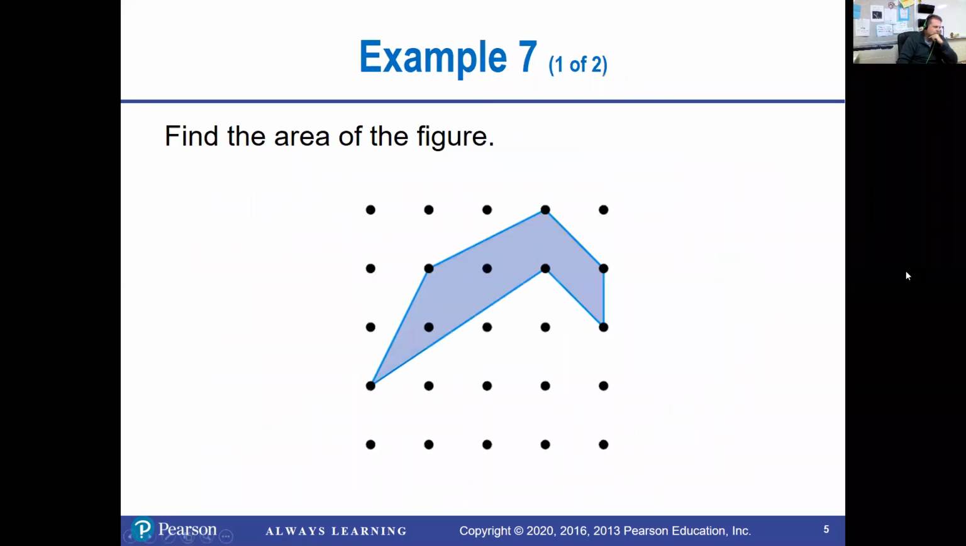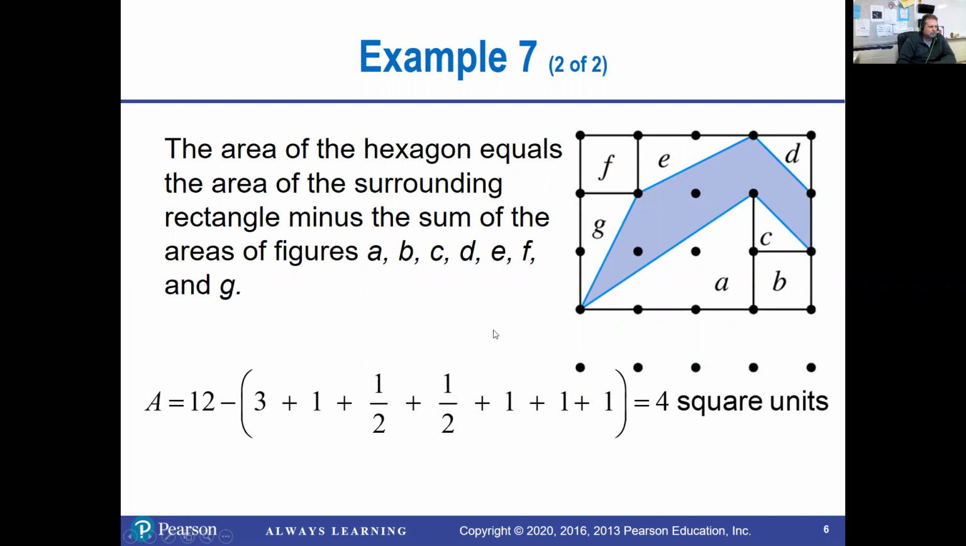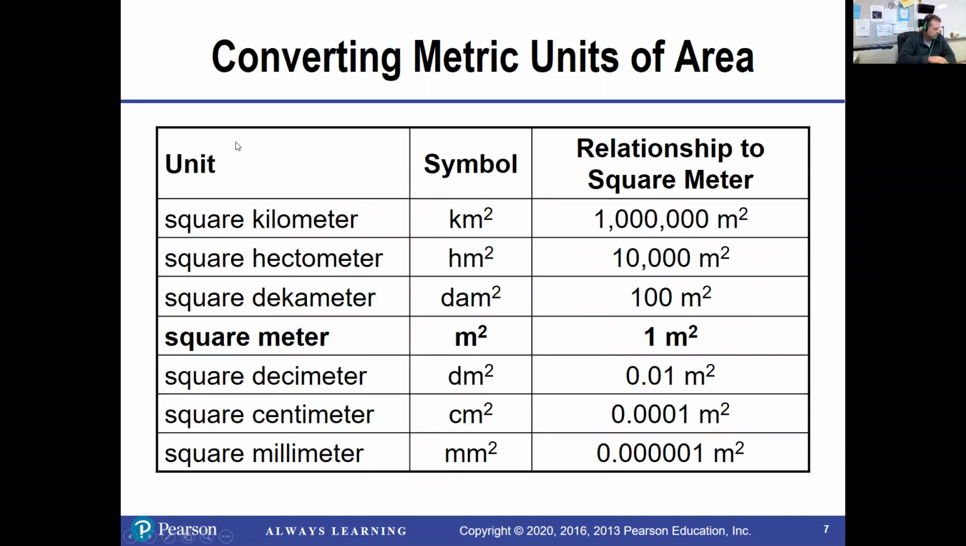Same thing with this one. You make out your piece and start taking out breakdowns. You can take out all these, or you can start adding them up, because the area of the hexagon equals the area of the surrounding rectangle minus the sum of the areas of all these pieces. And you get 4 squares left over. So same idea.